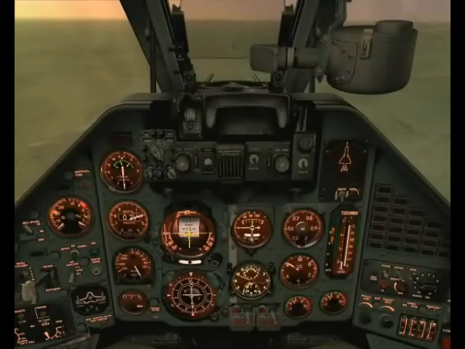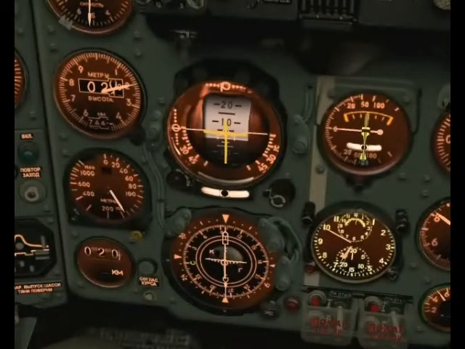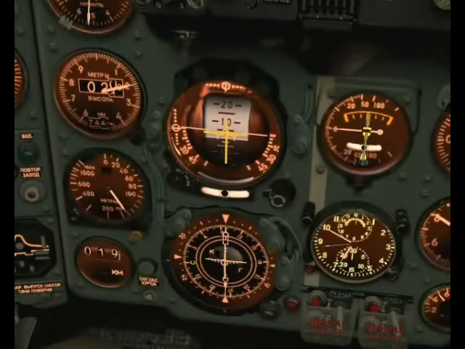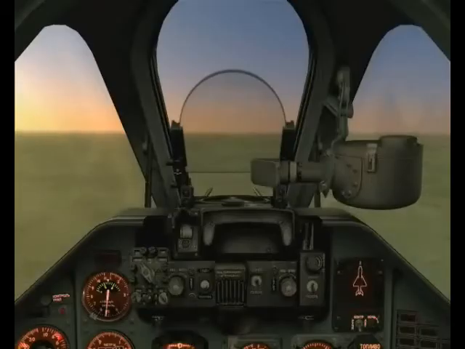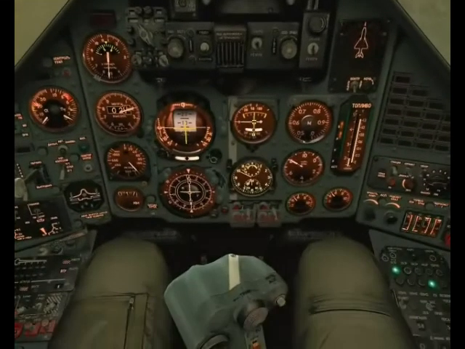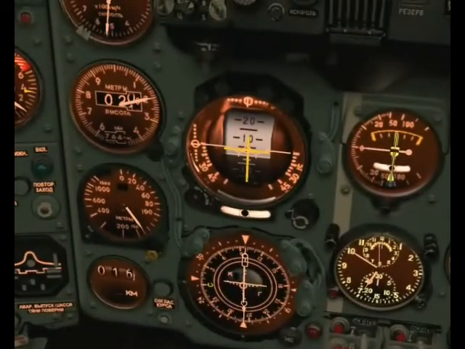And here's our next marker coming up, our midpoint marker. Pretty good. "19 kilometers left to the waypoint." Just keep everything dialed in.